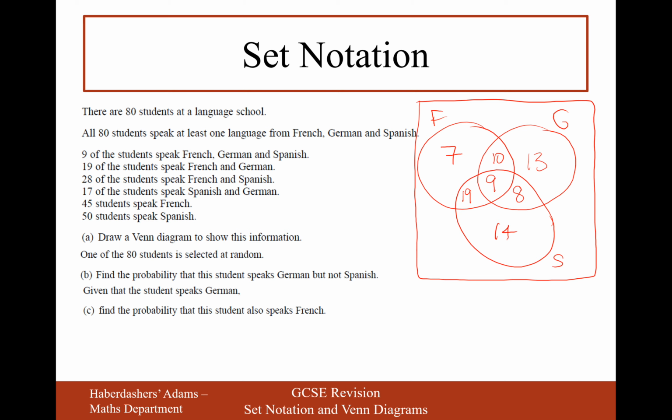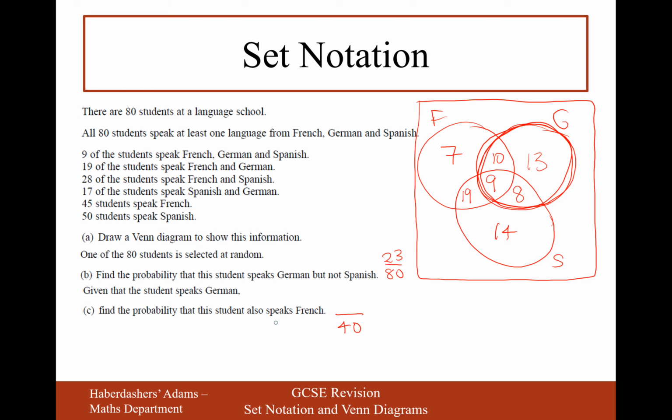Find the probability that this student speaks German but not Spanish. So it speaks German and not Spanish. So it's 23 people out of 80. Given that the student speaks German, so we're now just looking out of these German speakers. How many do we have here? Because that would be the total fraction. So it would be 13, add 10, add 17. 40. So that would be out of 40, this one.